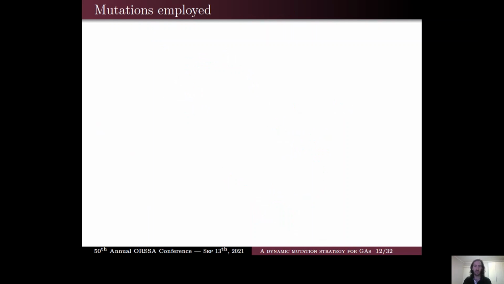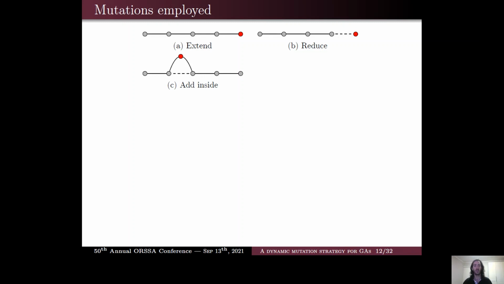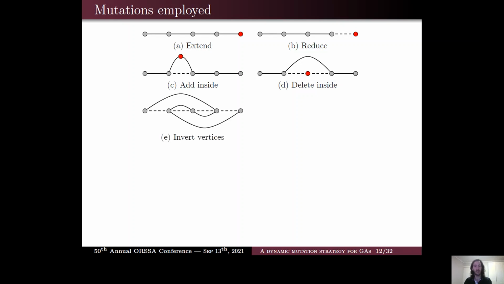With regards to the mutations that were employed in this study, these were mutations found in the literature, and the best of those were adopted into the solution approach. First, we have extend, where a vertex is added to a route randomly. Also, we have the reduce mutation, where a vertex is randomly removed from a route. We also have add inside, which adds a vertex inside a route randomly, but it should be feasible, of course. Then delete inside removes a vertex from the inside of a route. We have the inversion of vertices of a route. A vertex may also be relocated within a route.